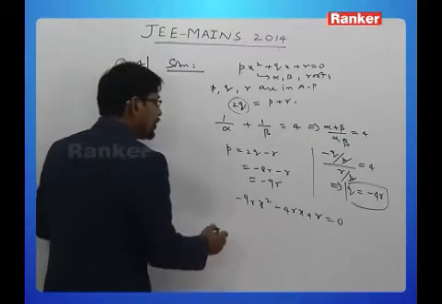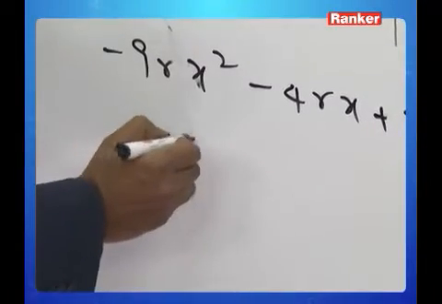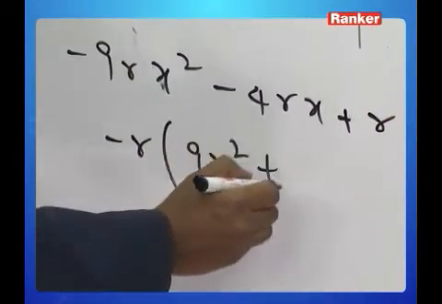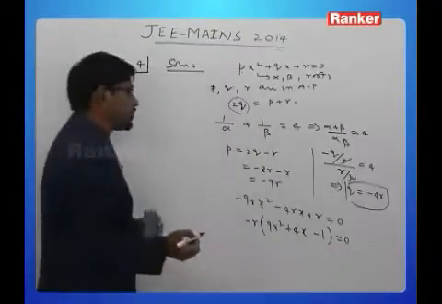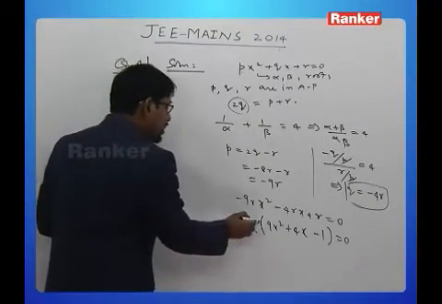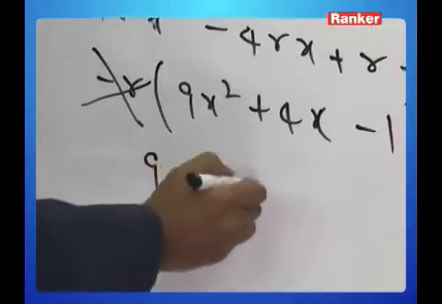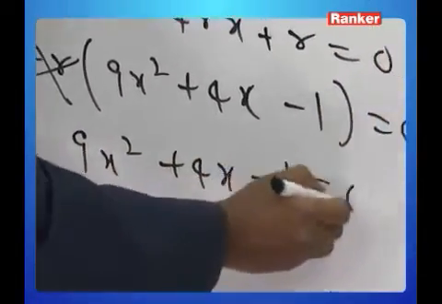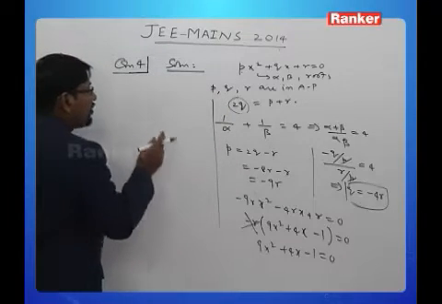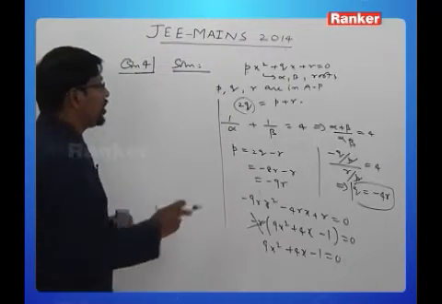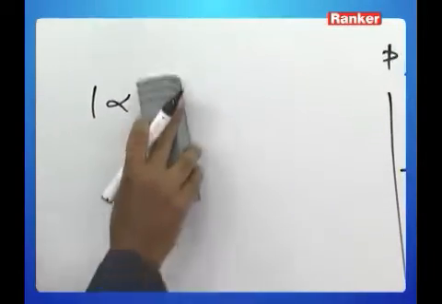So clearly we can rewrite this equation. Minus r can be taken out common and then we have 9x square plus 4x minus 1 is equal to 0. We can cancel out this r here and then we have 9x square plus 4x minus 1 is equal to 0. We can find the roots of this, and in fact we don't actually need the roots. What we need is modulus of alpha minus beta.